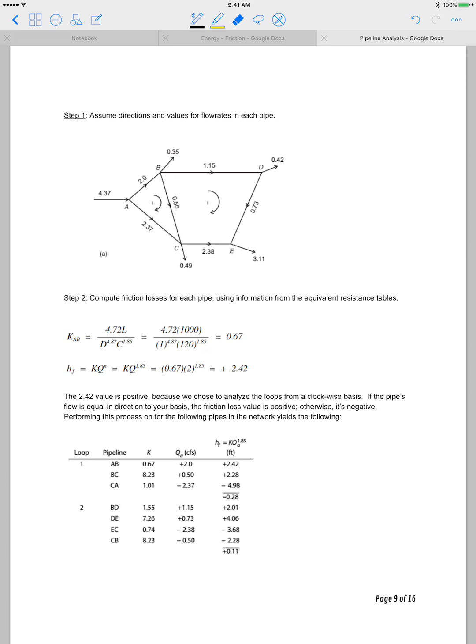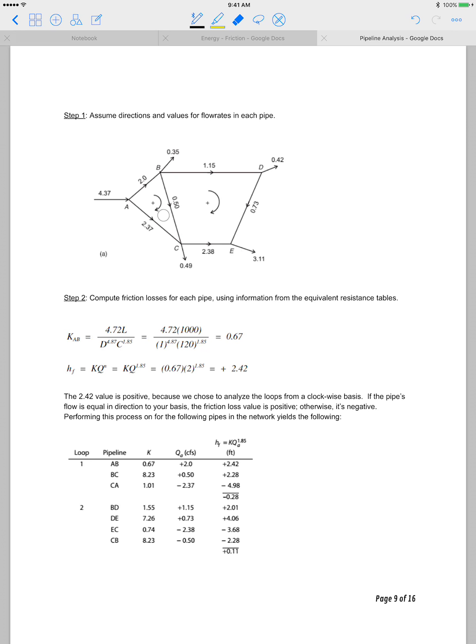For each loop, you have to make an assumption that the basis to perform your analysis for positive and negative numbers, just trust me on this, is going to be from a clockwise look or a counterclockwise look. I say just go with clockwise, make your life easy. Therefore, every time you have a flow that's with it, so if this goes clockwise, the 0.5 is going down with it.